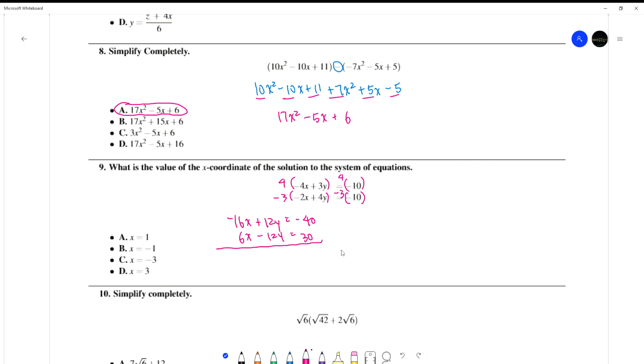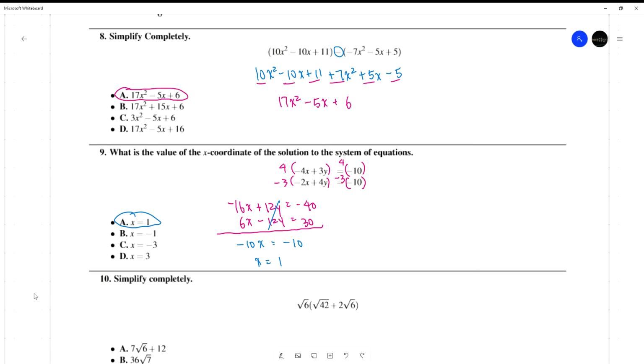Now we can add vertically, and as you can see, the y's cancel out because they're opposites. You have negative 10x is equal to negative 10. Divide both sides by negative 10, and you get x is equal to 1. A. And we're done. Okay, if you actually canceled out x, you would have solved for y just now, and then you would substitute it back into one of the original equations to solve for x. So you see how that's the additional step that I was trying to avoid, at least for this problem.